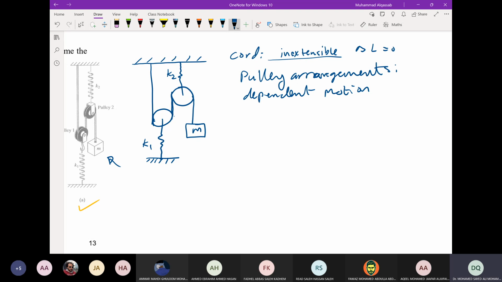Okay, so you did the pulley arrangement, right? Part of chapter maybe 1 is about kinematics, and then one section is about dependent motion.